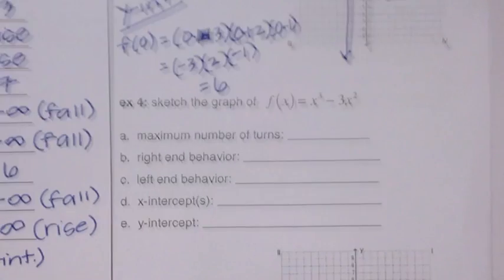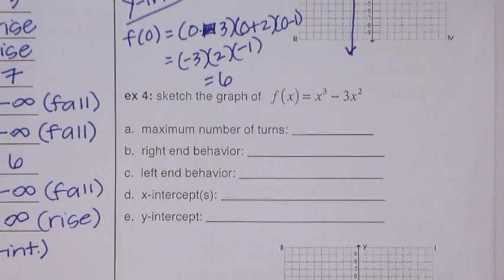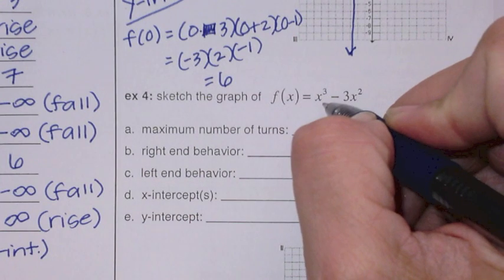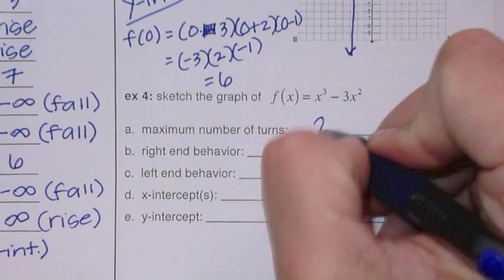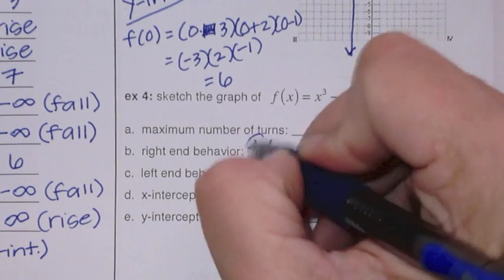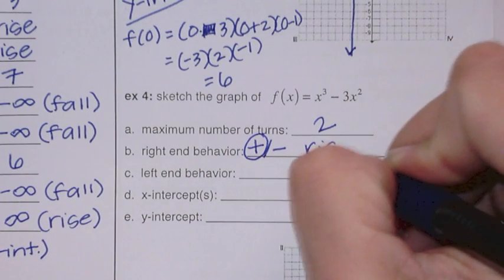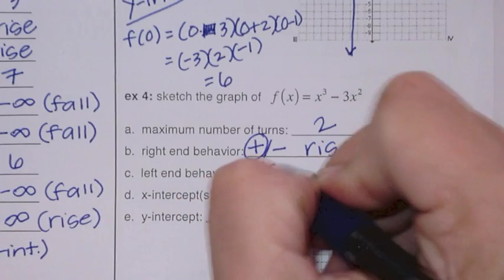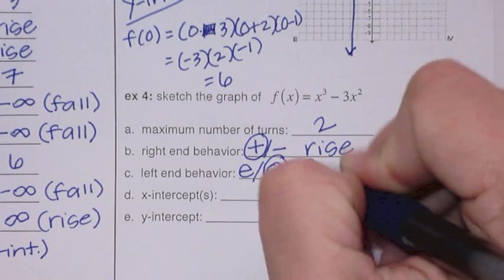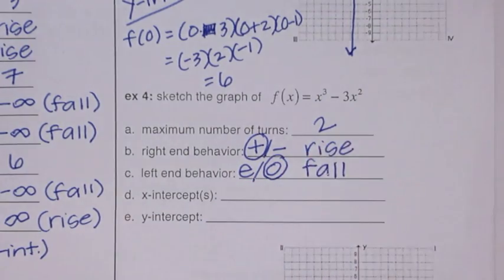The next one makes your life a little bit more difficult because it's not in factored form, but that's okay. We can factor it. So what we're going to do is come down here, and we can say right away that this has 2 turns. The right end behavior, the leading coefficient is positive 1, so it's going to rise. That's nice. We don't have to multiply that out just yet. And then it's an odd, so it's going to fall, just like the last one, but I wonder what's different.